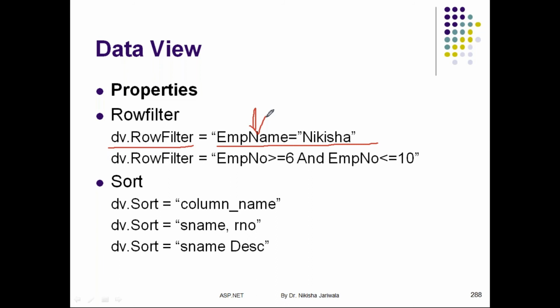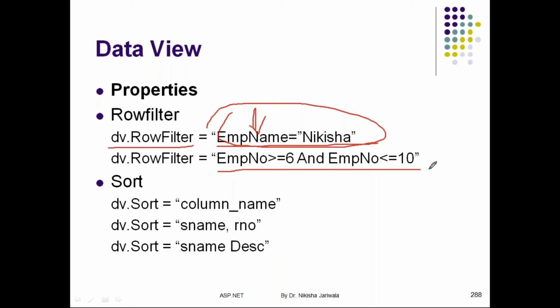So according to the value which is specified within this employee name column, the where clause will be applied, and according to that the records will be filtered, and we will be able to see only those records which satisfy this row filter property.